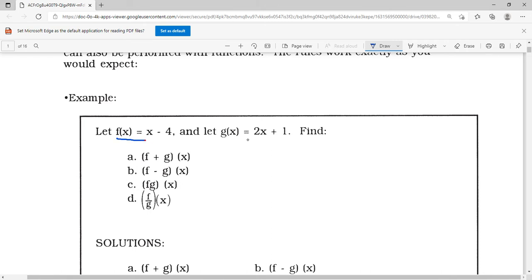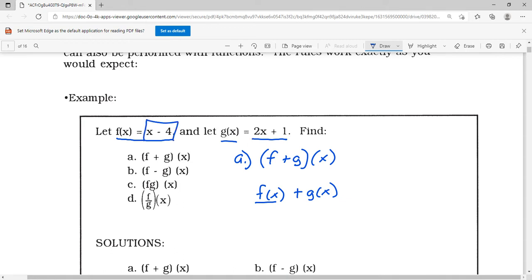Let f of x equal x minus 4, and g of x equal 2x plus 1. For a, we're supposed to find f plus g of x. And what this really means is f of x plus g of x. So we're just going to replace f of x with our x minus 4, and then add that to our g of x, which is 2x plus 1. So all that's asking us is to add our two functions together.